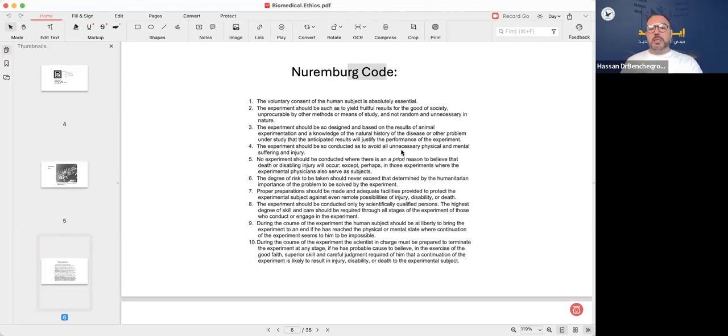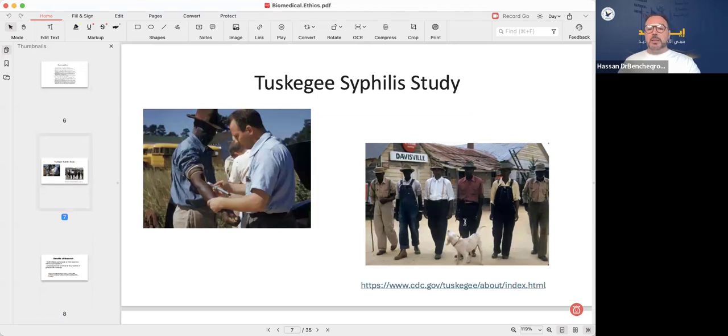No experiment should be conducted just because we believe that death or disabling injury will occur, except perhaps if those experiments where the experimental physicians also serve as subject, which means no experiment should be conducted. I invite you to continue reading the Nuremberg Code in order to know what it means to be in a research trial. This is also very important.